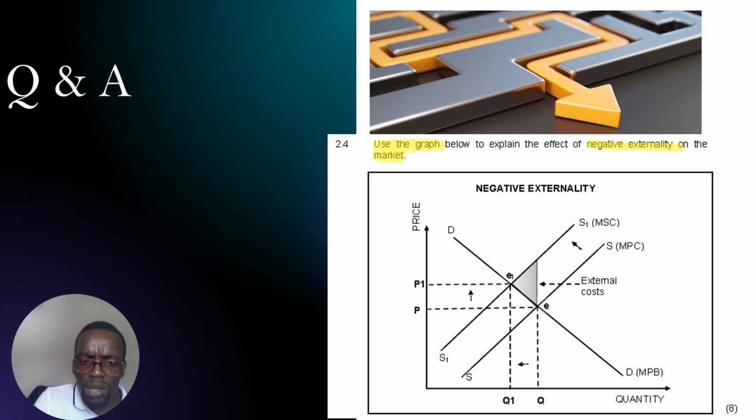Okay, so you are supposed to explain the effects of negative externality on the markets. So here we are seeing that the market equilibrium is at point E. This is where our supply curve was meeting our demand curve, and then we had our marginal private cost being equal to the marginal private benefit. So it was at point E.